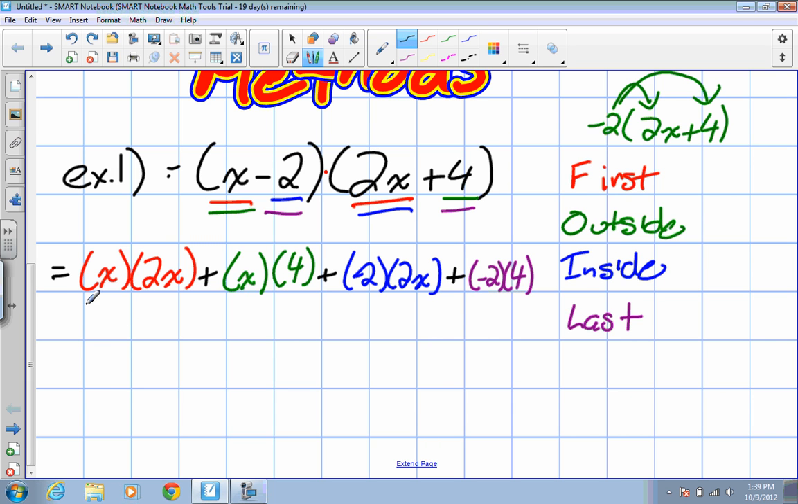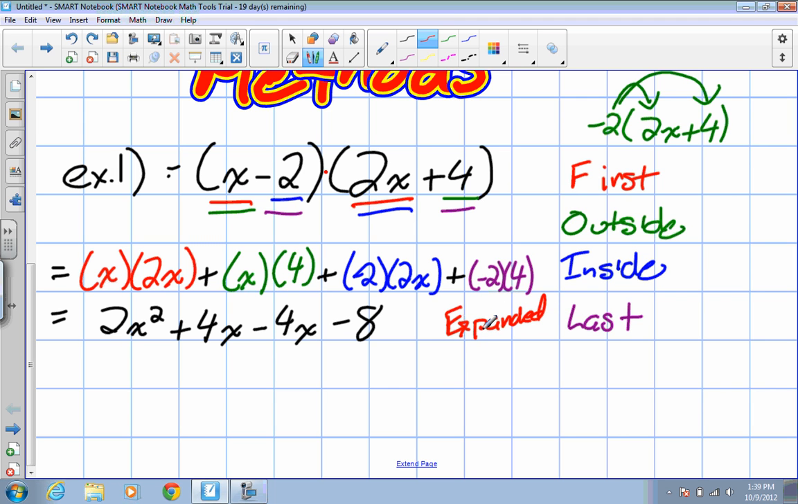So, I'm going to multiply x times 2x. Anyone know? 2x squared. Good. X times 4? +4x. -2 times 2x. -4x. Good. And -2 times 4. -8. Good. This is known as the expanding part. When they tell you to expand and simplify, we've essentially expanded.